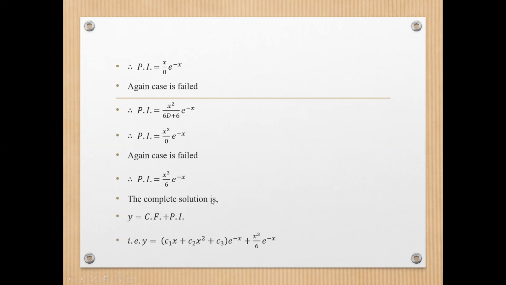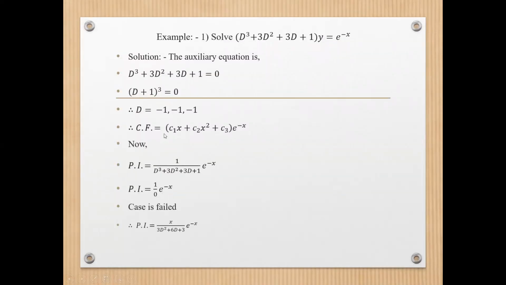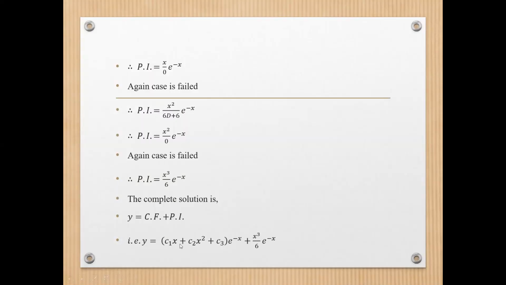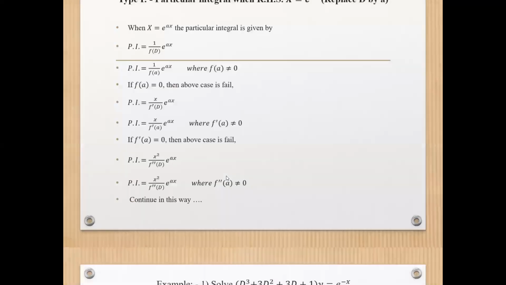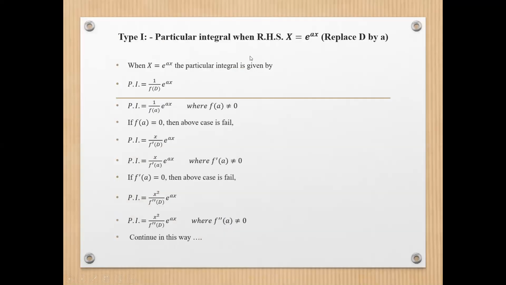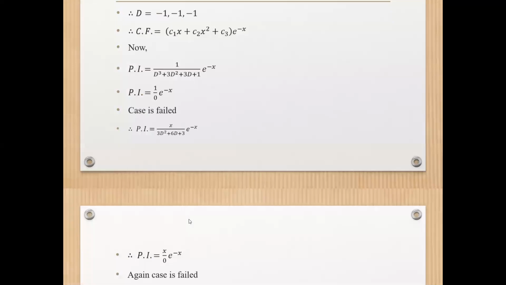So the complete solution is y equal to the complementary function plus the particular integral. We have found the complementary function as c1 plus c2 x plus c3 x square into e raised to minus x. Here we have written plus PI as x cube upon 6 into e raised to minus x. Okay, this is example number 1 related to type number 1.